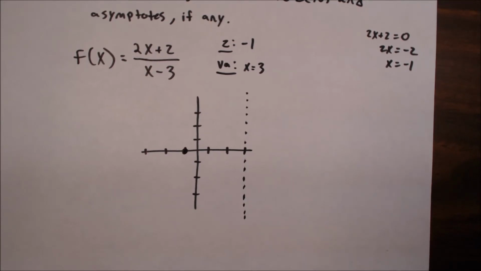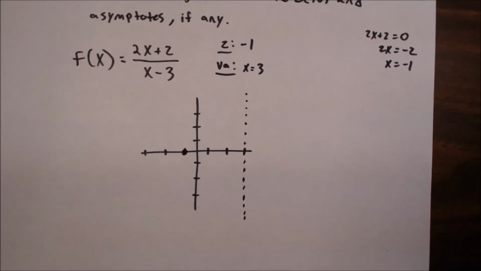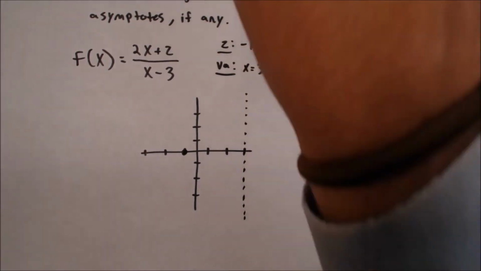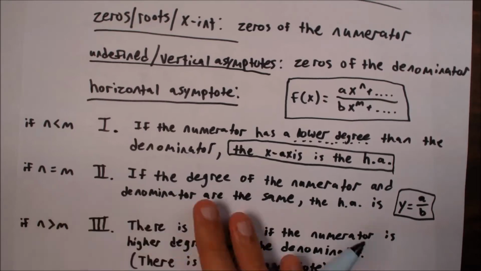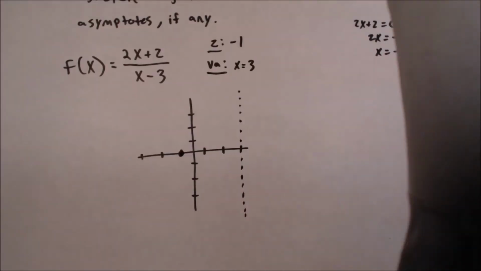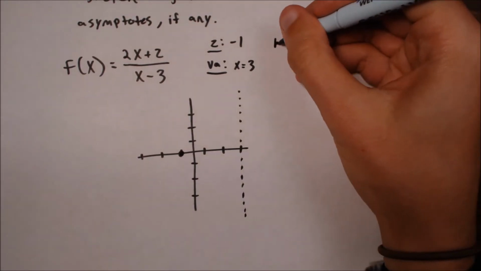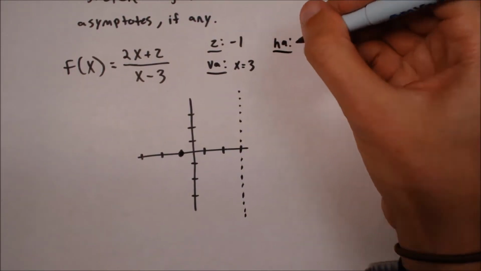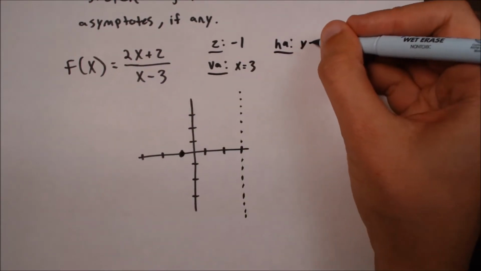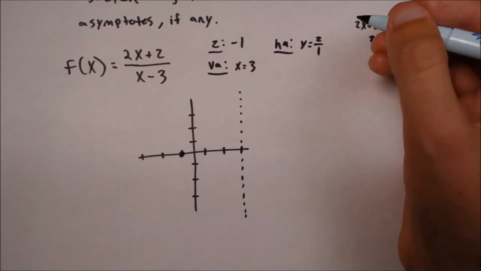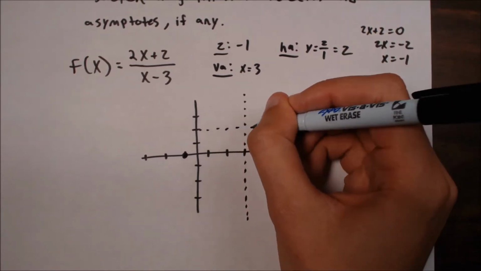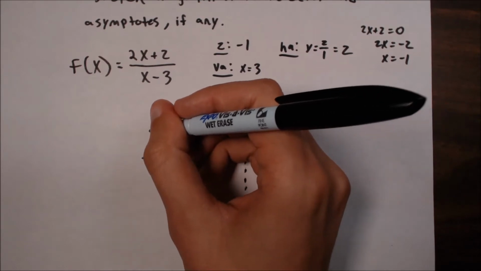Okay, and so now we have to think, what's the horizontal asymptote? Remember our rules. The degree is the same. If the degree is the same, then the horizontal asymptote is the line y equals a divided by b. So the horizontal asymptote is going to be 2 divided by 1. Y equals 2 divided by 1, which is really just 2. Okay, so there's a horizontal asymptote at 2. I'll put a dotted line that way.